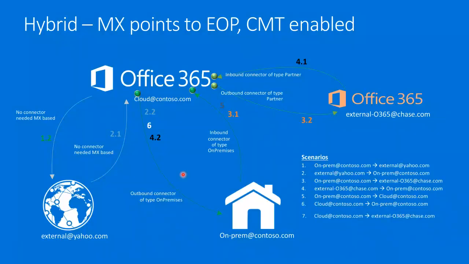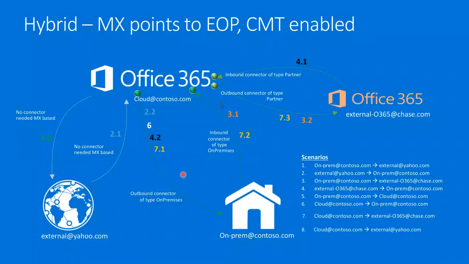Out to external, it uses the default outbound connector of type partner. Since it is a centralized mail routing, the email is routed to on-premises. And since I said we are utilizing the EOP for complete inbound and outbound, this example is intentionally kept to receive that email back to Office 365. And from Office 365, it uses the outbound connector of type partner to the external Office 365 domain.